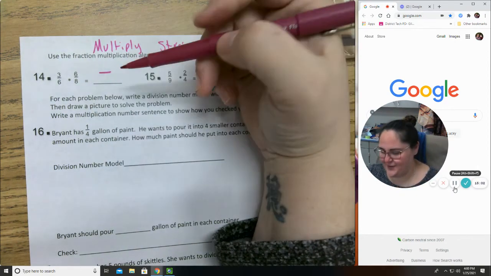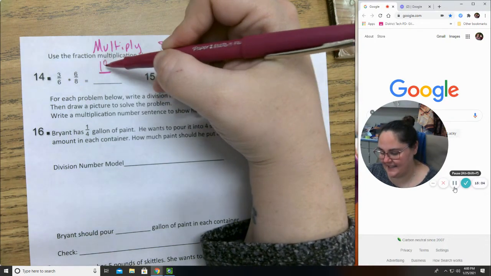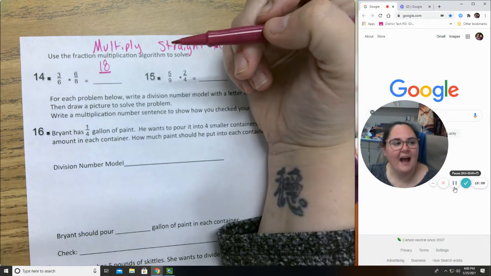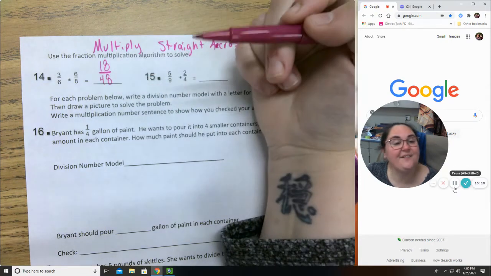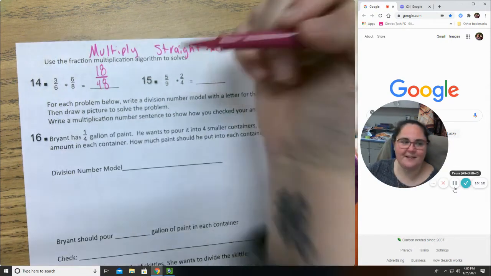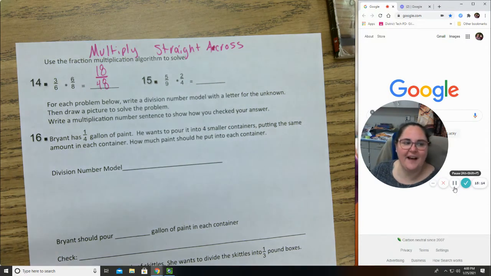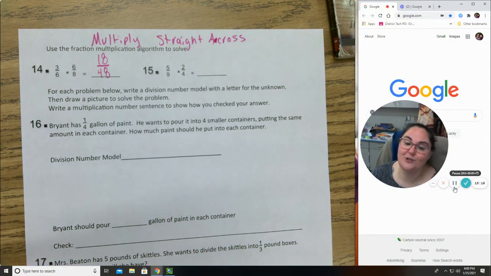I know that 3 times 6 is 18. I also know that 6 times 8 is 48. If that's what you had, awesome job. Try to do the next one. 5/9 times 2/4.